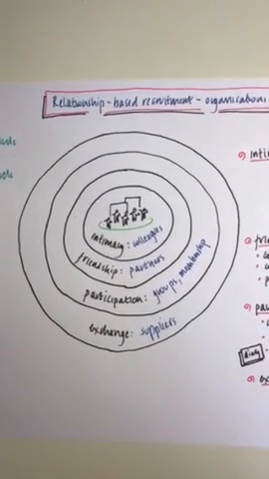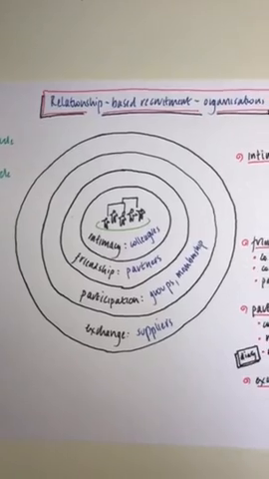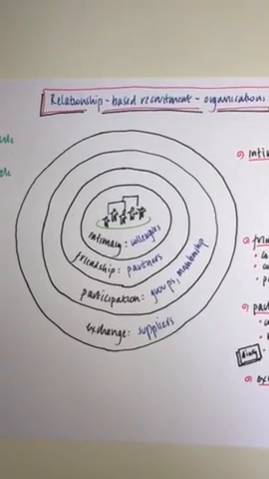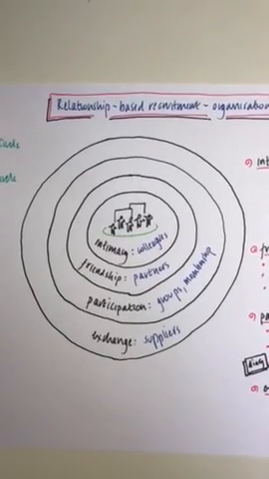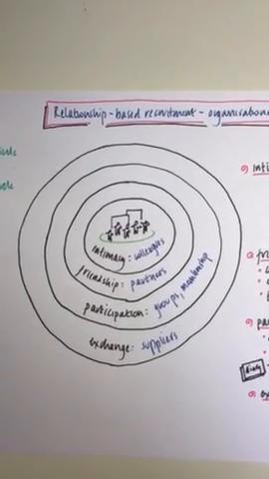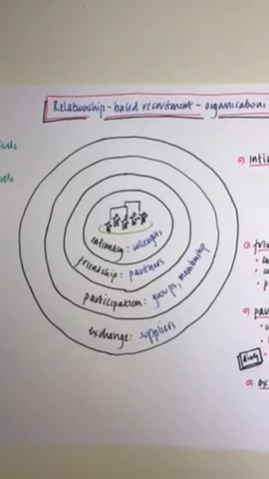But when we're thinking about it for organisations, intimacy might be colleagues and people already supporting or serving. Friendship might be organisations that we're partners with. Participation might be groups and membership, and exchange might be suppliers.